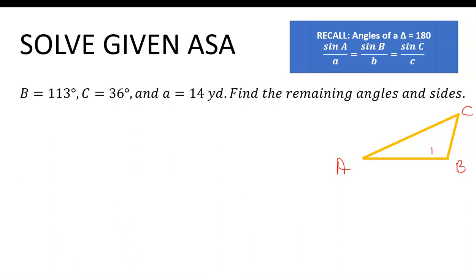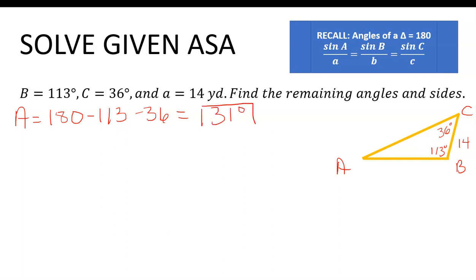Angle B is an obtuse angle this time, 113. They gave us that C was 36, and then they gave us that A was 14. And you'll see that, yes, we were given a side between two angles. I can easily get uppercase A, the angle of the triangle. So do your 180 minus your angles, and you'll get angle A. It's equal to 31 degrees.